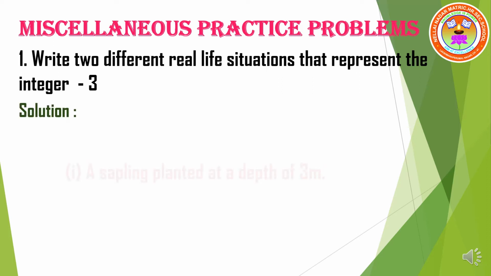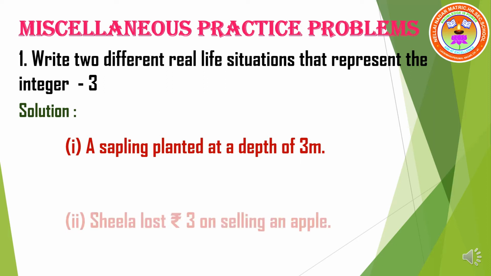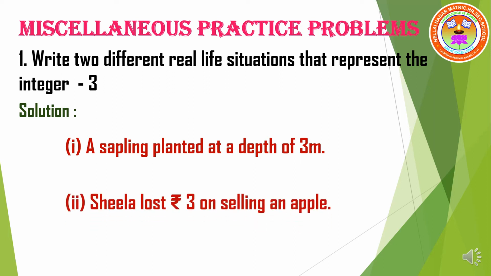Solution. First one, a sapling planted at a depth of 3 meters. Sapling means a plant is being planted at a depth of 3 meters. So here is the example for the integer minus 3. Similarly, we can say that Sheila lost rupees 3 on selling an apple. So here lost is considered as negative. So these are the two examples for real-life situations to represent the integer minus 3. Understood children?